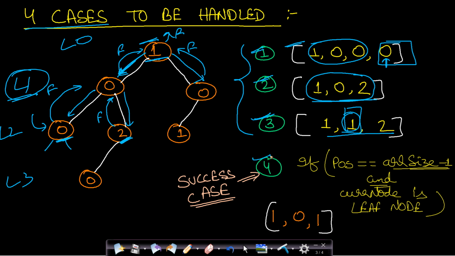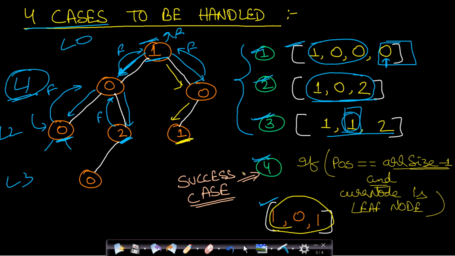Now the fourth one is a positive case. For the positive case, let us consider this 101. So when we start at this one, then we will follow this path for 101. Now when we are at this one, then you can see that all our array elements have now been covered and we have reached a leaf node.